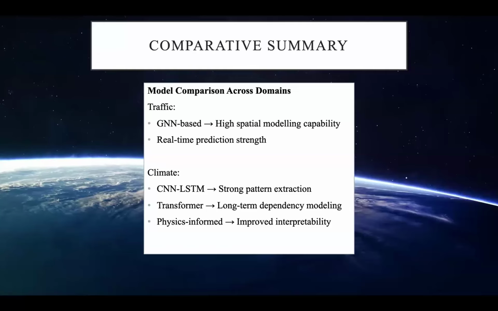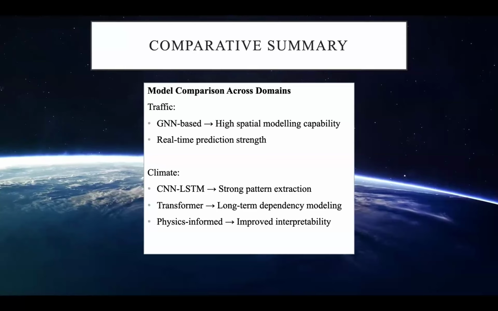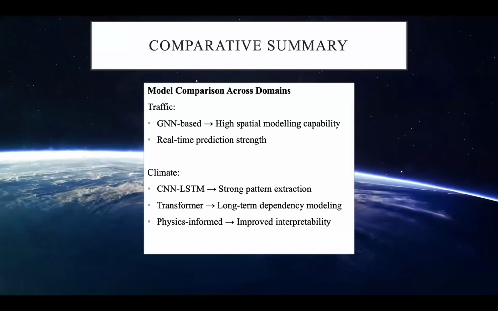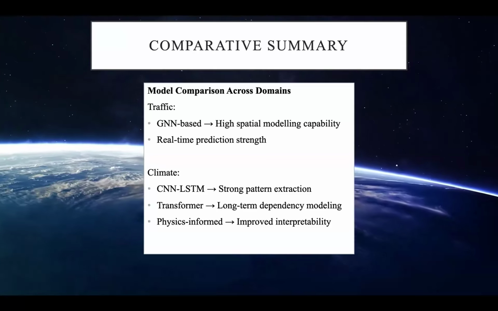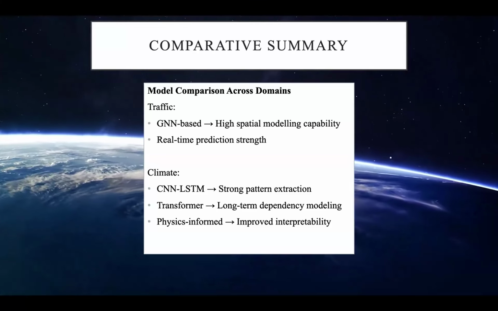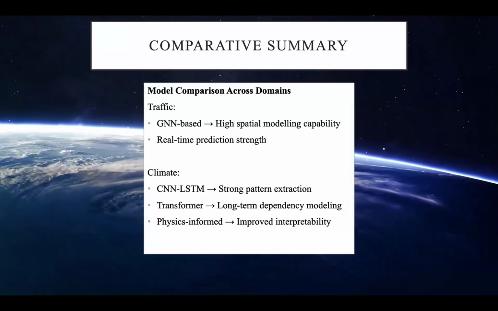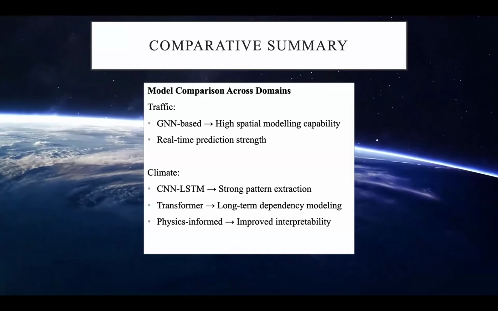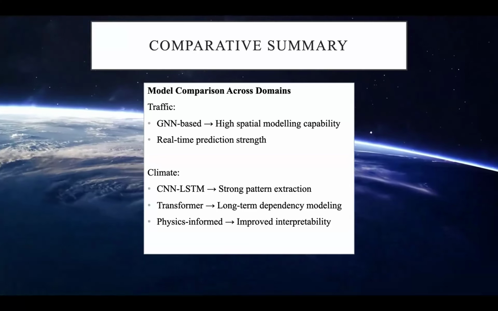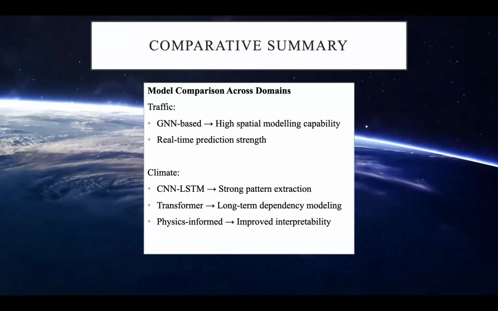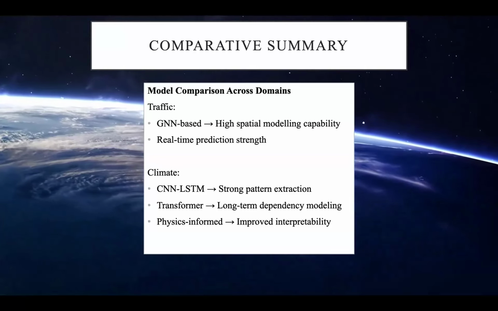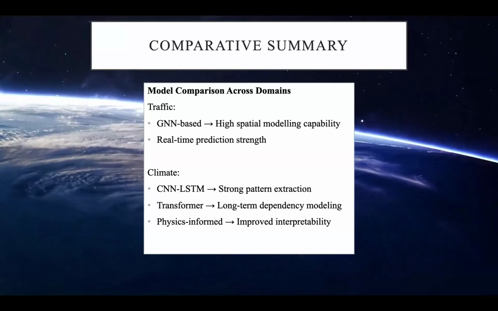Here I have made a slide regarding the comparative summary between both the traffic and the climate. As we compare both domains, we observe a clear contrast: the traffic model prioritizes real-time accuracy and fine-grained spatial modeling, whereas the climate model emphasizes long-term stability, interpretability, and physical realism. However, both domains have increasingly benefited from hybrid deep learning architectures that combine spatial and temporal reasoning.